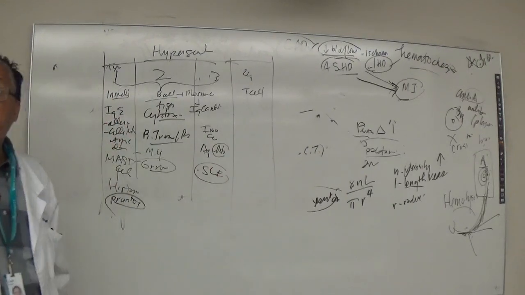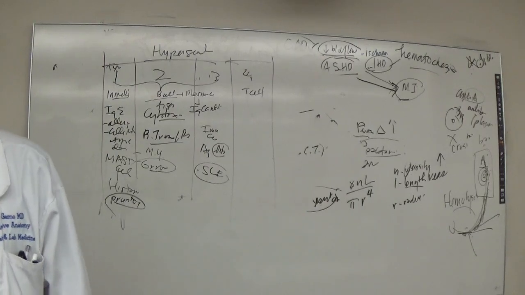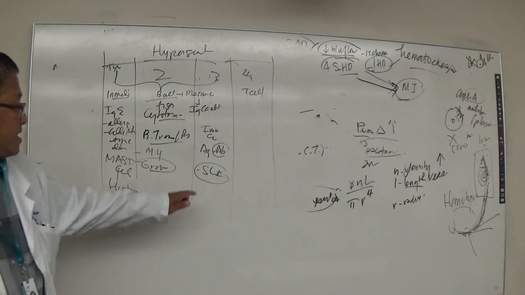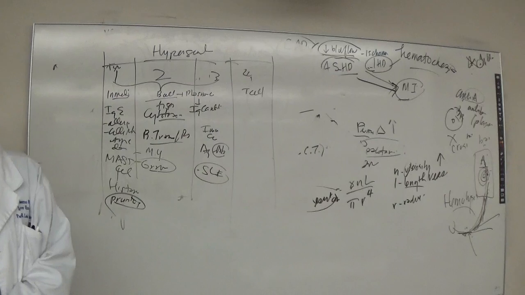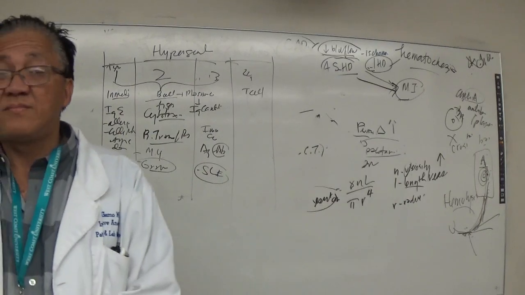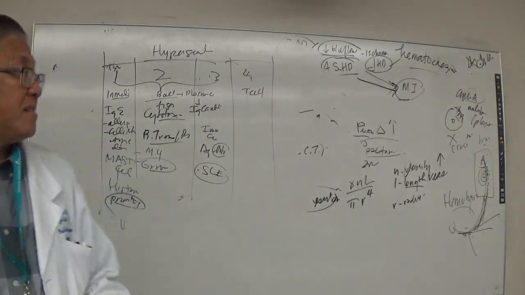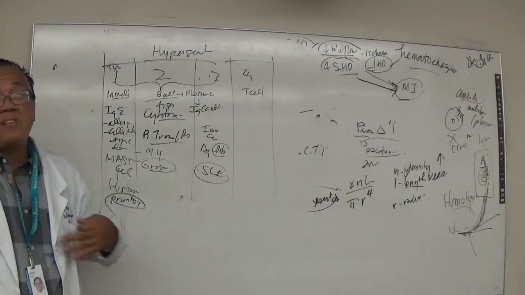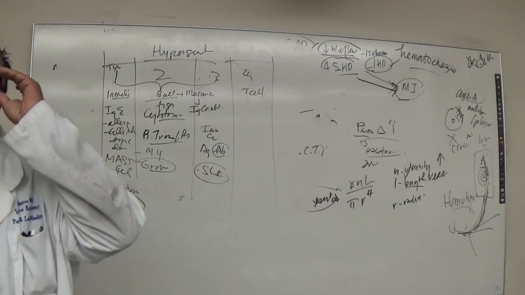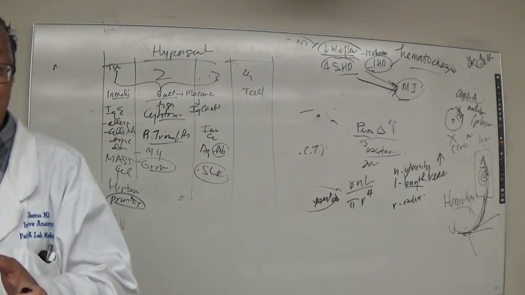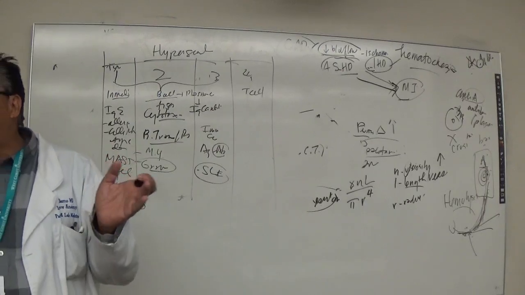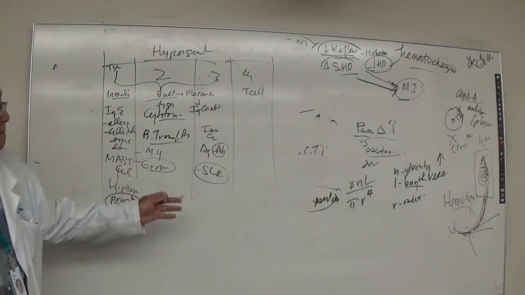Systemic lupus erythematosus. My mom died at the age of 43 because of this. I was only 16, very young. My mom died at the age of 43. This is probably the worst kind of autoimmune. Autoimmune diseases affect mostly women between the ages of 20 to 40, 20 to 50, middle-aged women.